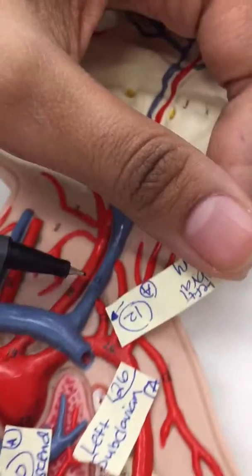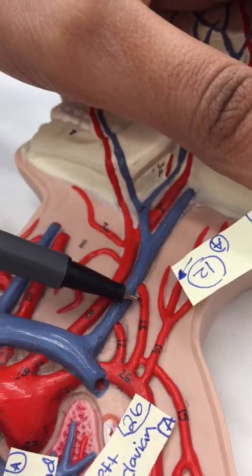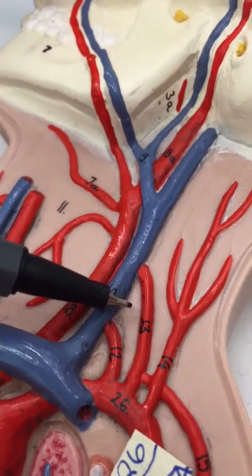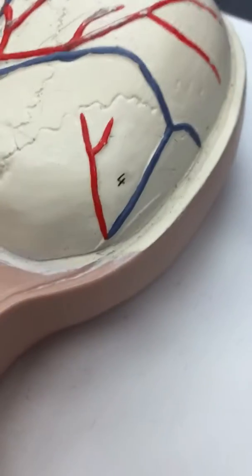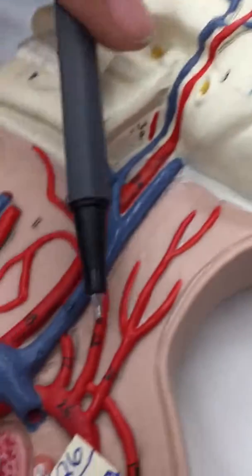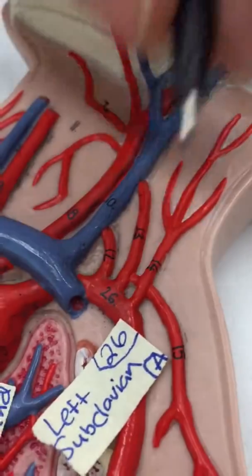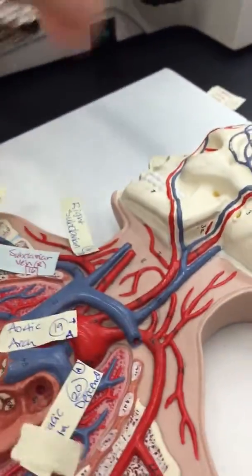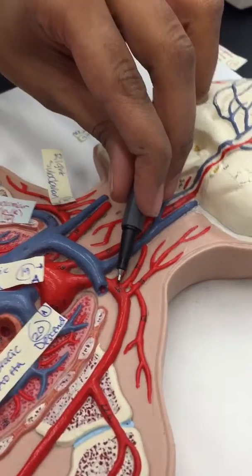Then we have number 12, this one right here. This red one right here is our left vertebral artery. So that's that one right there. Left vertebral artery. It's right there, this one. And then we have our left subclavian artery, which is 26. So that's this one right here.